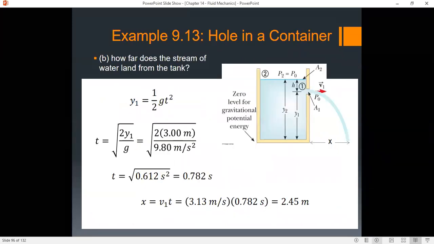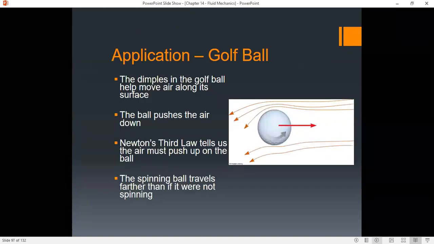How far does the stream go? Oh, that's a physics 1 problem. You can figure that one out. I give you the math here, so if you want to check that. But again, we can see Bernoulli's principle acting on different objects.